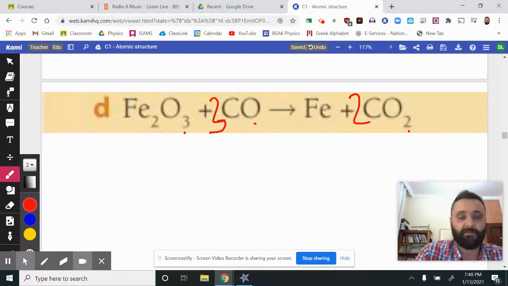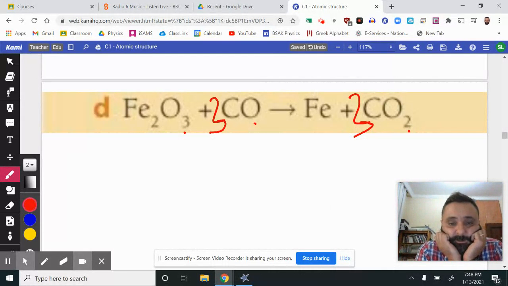What about 3 there? Okay, so we've got 6. And that makes a 3 there, doesn't it? Does that balance? Okay. Right, we've got how many oxygens? We've got 3 there, 3 there. That makes 6. But 3 lots of 2, that makes 6. The carbons are also balanced.